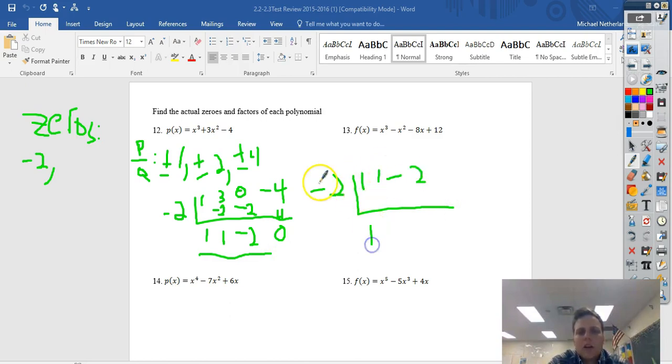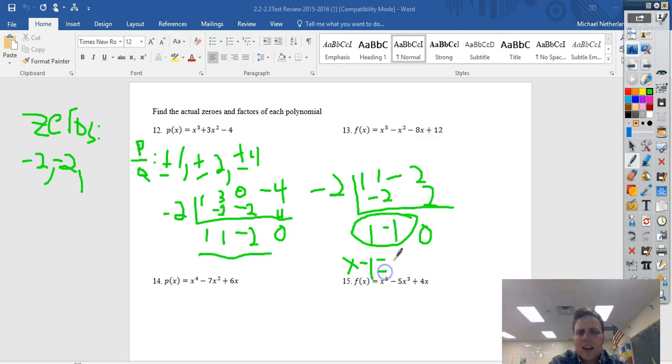Carry down my 1. Negative 2 times 1 is negative 2. 1 plus negative 2 is negative 1. Negative 2 times negative 1 is 2. Negative 2 plus 2 is 0. Awesome, so negative 2 worked twice. Now I only have two numbers, 1 and negative 1. So now this is easy to just simply say 1x minus 1. That is the polynomial that I can get from that.